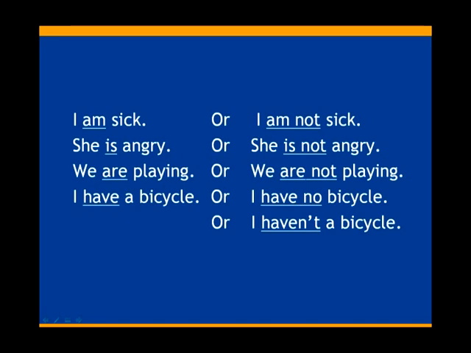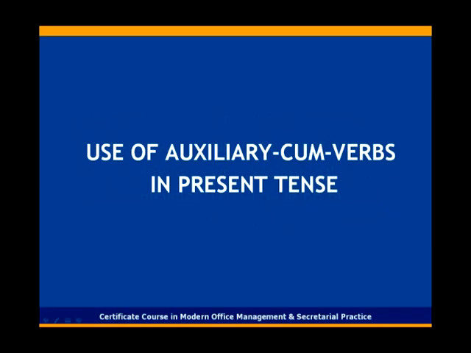In the examples that you just saw, the auxiliary verbs were used in either an affirmative way, which is the positive way, or in a negative way, where the word no or n't comes after the verb. Now let us look at some examples in question and answer form to understand the use of auxiliary verbs in present tense.